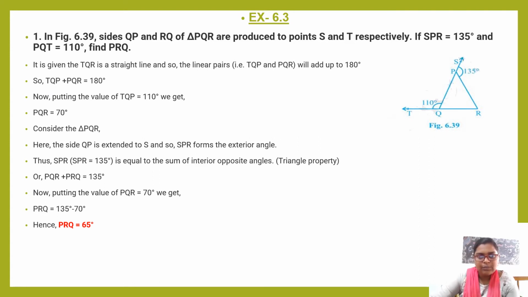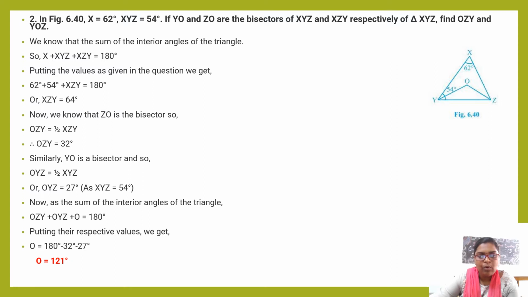Alright. Your next problem. In figure 6.40, this is your figure 6.40. X is equal to 62 degree. Let us see. They have given angle X as 62 degree and angle XYZ, which means angle Y, is 54 degree. And YO and ZO are the bisectors of XYZ and XZY respectively. See YO, where is it? I am taking another color to differentiate.